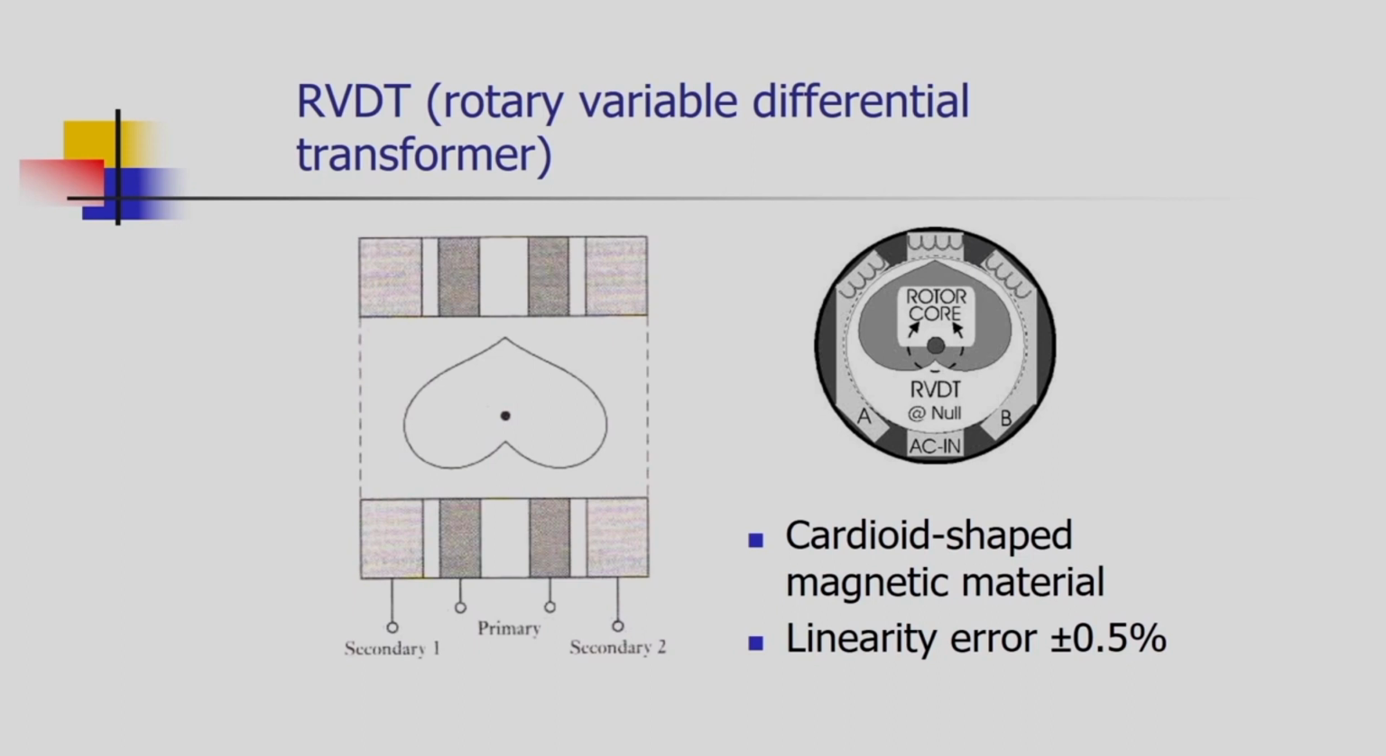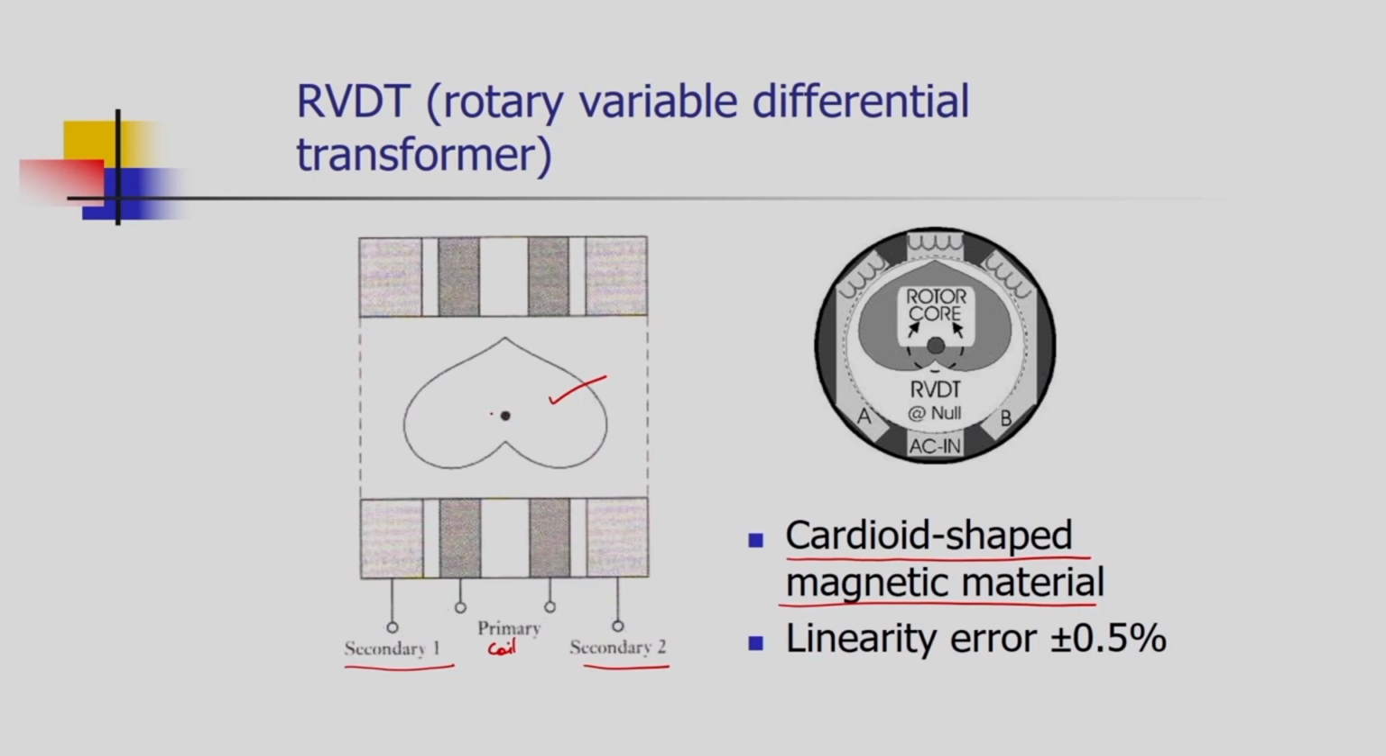An arrangement of RVDT, that is rotary variable differential transformer, is shown on your screen. The construction is very interesting. It has a cardioid shaped magnetic material core, which you can see here. This is the cardioid shaped magnetic material. We have a primary coil and a set of secondary coils, that is secondary coil number 1 and secondary coil number 2. The principle of operation is very similar to the LVDTs.